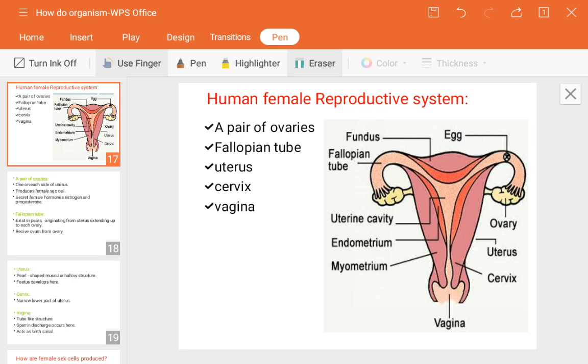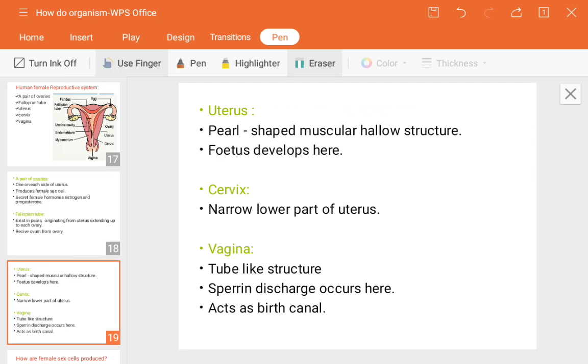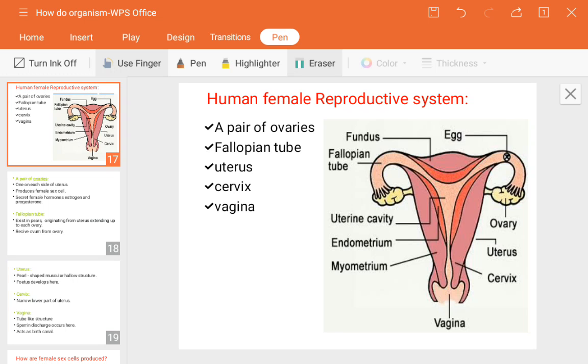Next, the vagina is a tube-like structure. In the image you can see this is a tube-like structure, and the sperm discharge occurs here and it acts as a birth canal. Why is it called a birth canal? Because after 9 months, or in the 9th month, or before 9 months, the baby will take birth. It will get released through the vagina only. It comes out from the vagina only. That's why it is known as the baby carrier, or you can also call it a birth canal.